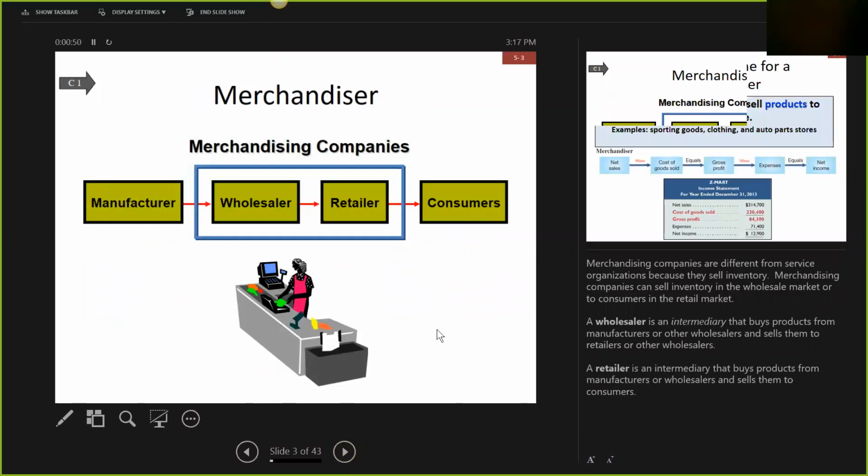Here's the merchandiser. Like we said, the merchandiser is obtaining the products from some wholesaler or manufacturer, and then they're getting it ready, prepping it if needed, and then selling it to consumers.